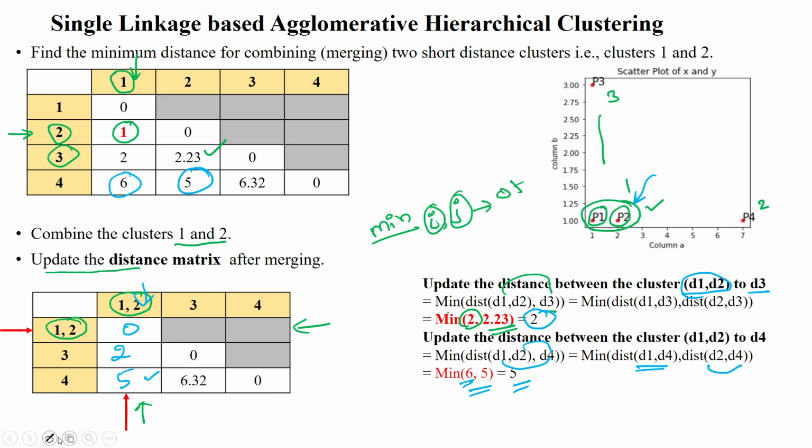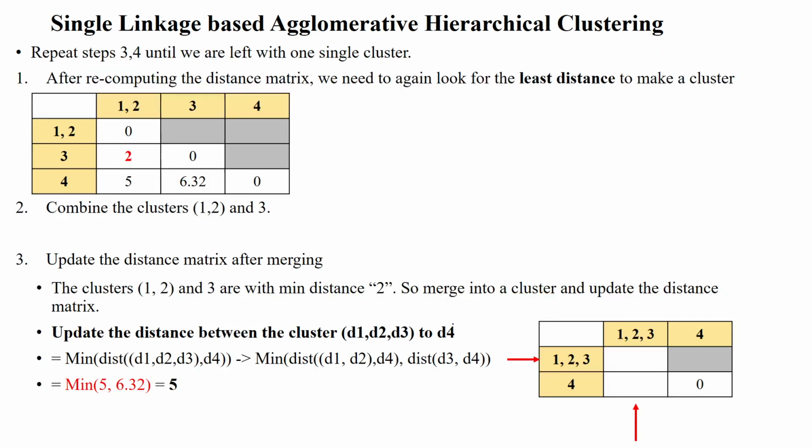From this we again have to identify the minimum value. Here the minimum value is again 2. So now we have to combine the data points 1 comma 2 and 3. So this is going to be combined now. After combining we have to update the distance matrix. When you are updating the distance matrix after combining, you have to update the combined clusters' column and row. So you have to update 2 cells.